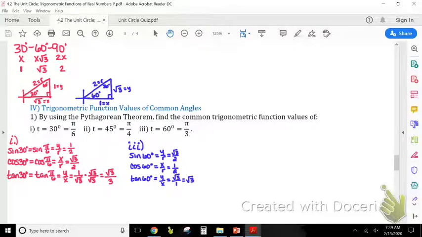Any questions so far? We still got part 2 to do. We're not skipping it. I just did the 30 and then I went and did the 60 because they're from the same triangle. But now let's talk about 45, 45, 90 triangles.